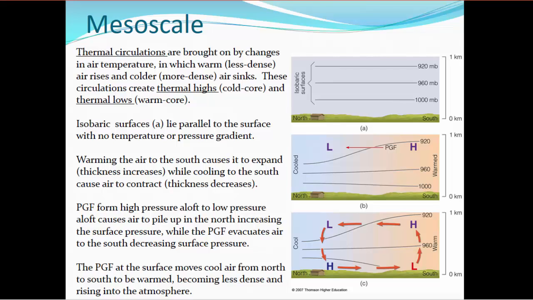So in A, isobaric surfaces lie parallel to the surface with no temperature or pressure gradient. Warming the air to the south causes it to expand, thickness increases, while cooling to the north causes it to contract, thickness decreases. Pressure gradient force from high pressure aloft to low pressure aloft causes air to pile up in the north, increasing surface pressure, while the PGF evacuates air in the south, decreasing surface pressure. The pressure gradient force at the surface moves cool air from the north to the south to be warmed, becoming less dense and rising in the atmosphere. And in this case, the wind's going to blow from north to south.